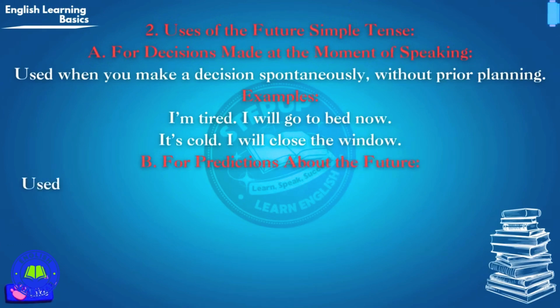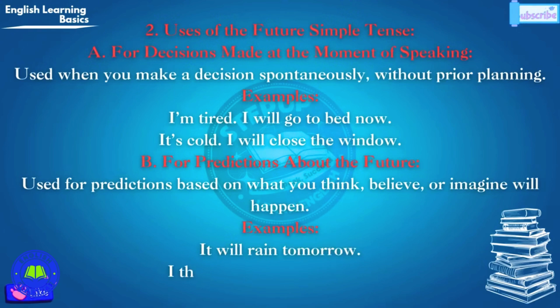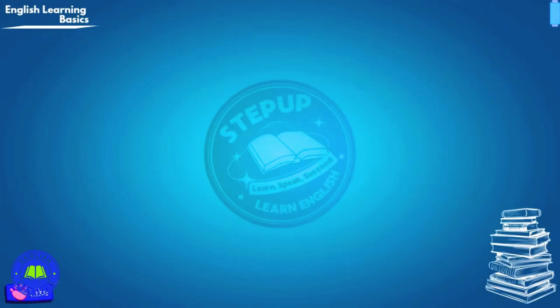B. For predictions about the future. Used for predictions based on what you think, believe, or imagine will happen. Examples: It will rain tomorrow. I think she will pass the exam.